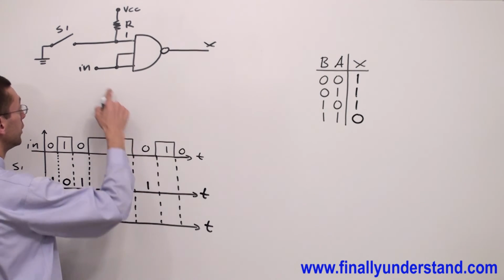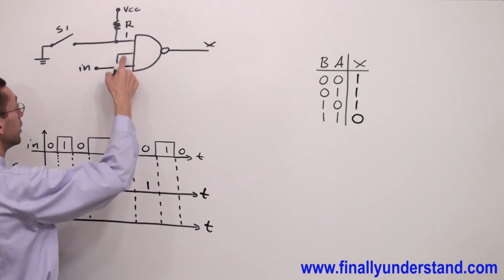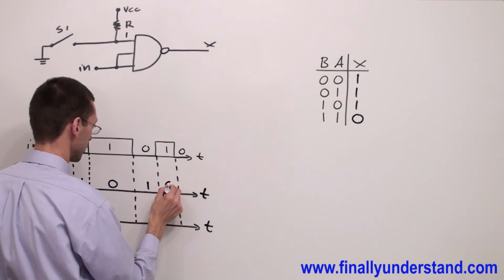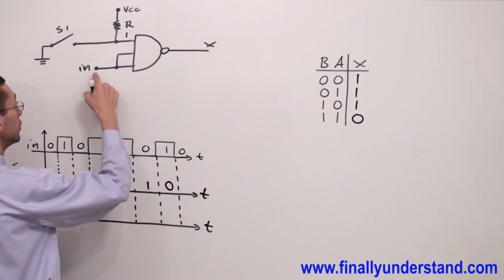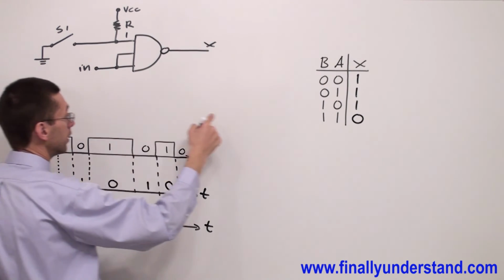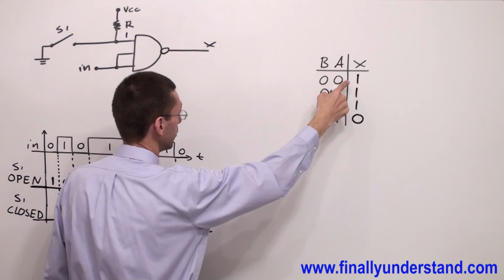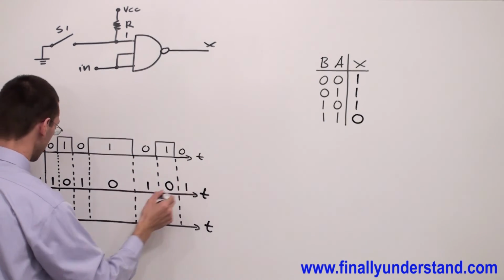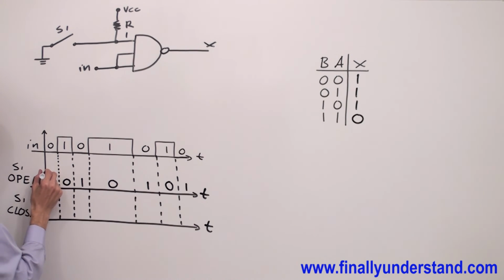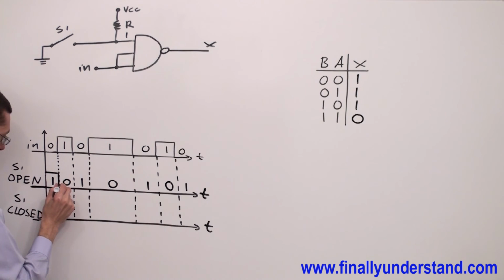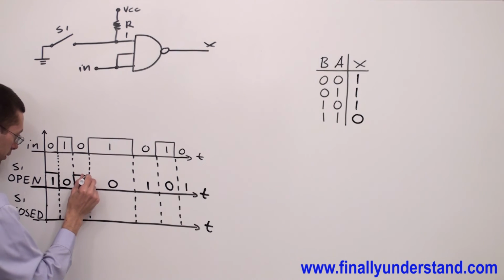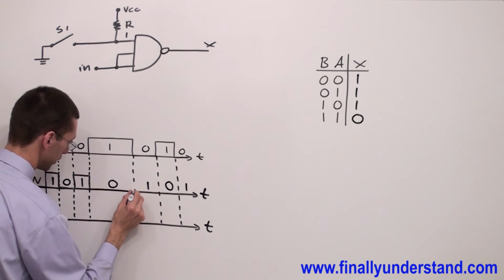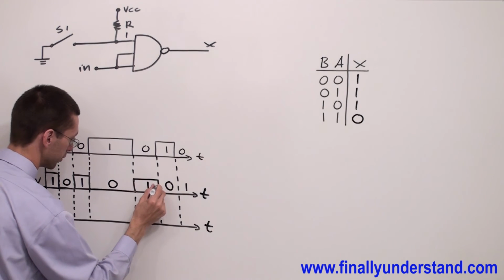When high is coming to the input, I'm going to have all inputs high. Output is going to be 0. When 0 is coming to the input, this 0 will bring my output to high. Now I can draw the output waveform, and please notice that the output waveform is the complement of the input waveform.